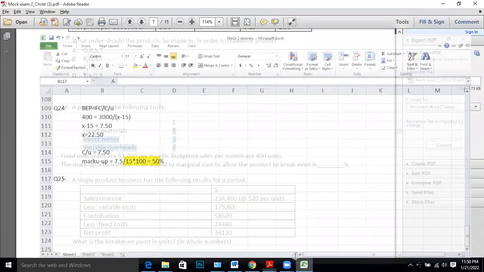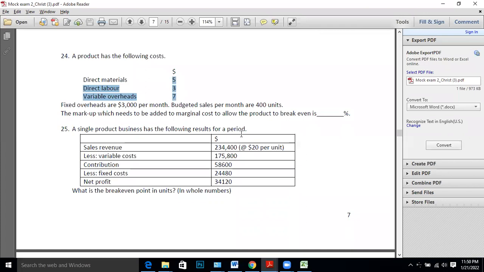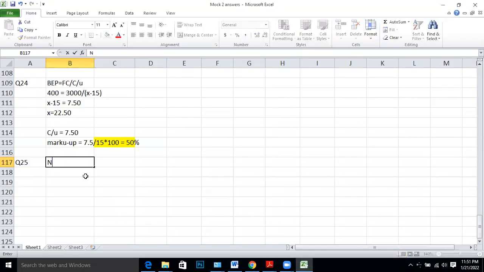25. A single product business has the following results for a period. What is the break-even point in units? Okay. So what we can do, contribution 58,600. I don't know the number of units. We'll divide this and find the number of units. Sales revenue and selling price are given. So number of units 234,400 divided by 20. How much is that? 234,400 divided by 20. 11,720.